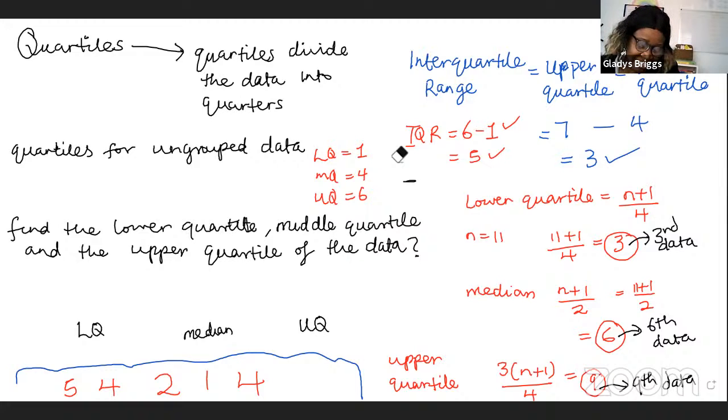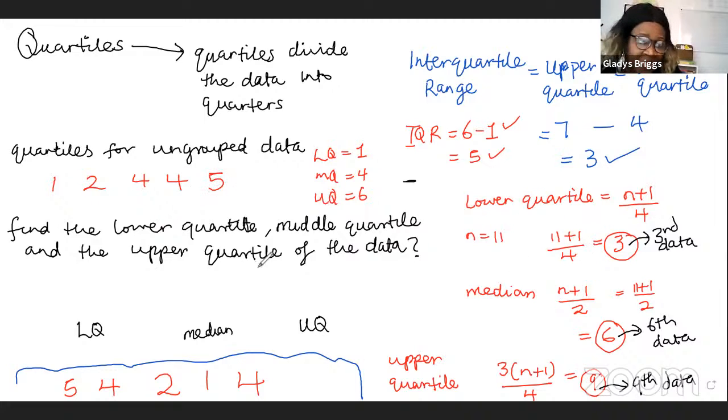You guys are stuck. Everybody's quiet now. Okay, so the first thing you want to do is put your data in ascending order. So that will be 1, 2, 4, 4, 5.